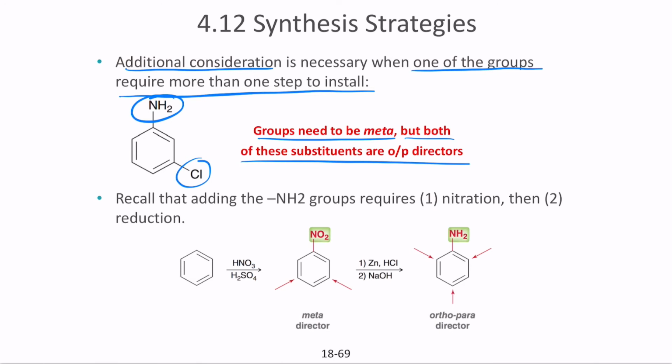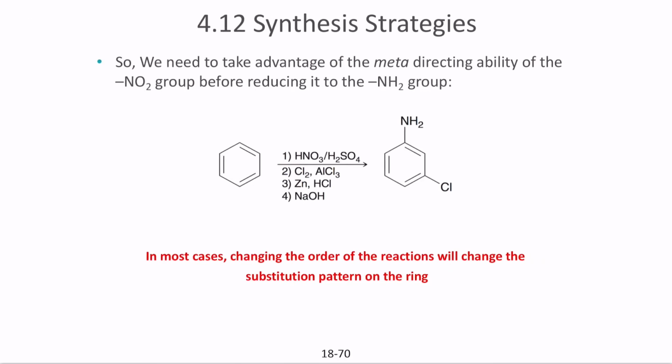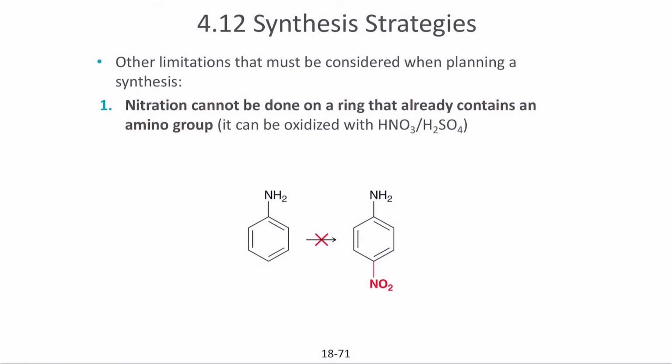So the first thing that we do is, rather than doing the amine directly, we take the benzene ring and undergo nitration. Once you do nitration, we know that nitro is a meta director, and then reduction makes it an ortho-para director. So in this process, first we nitrate, second we chlorinate, and third we reduce, to finally create the meta substituents, even though both are ortho-para directors. So this is one way of using synthesis strategies to create a specific structure.